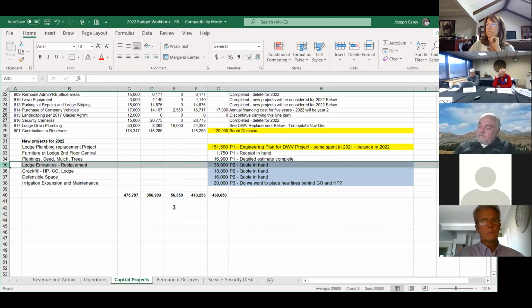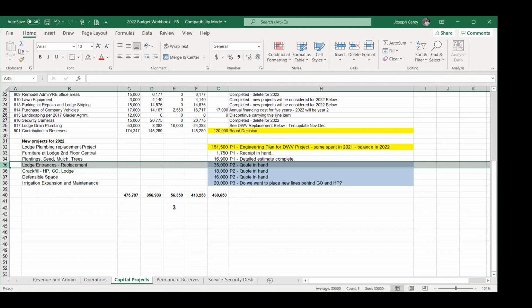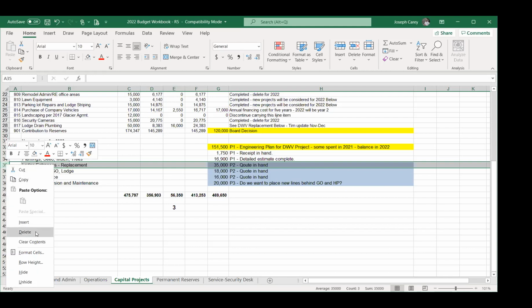Tim, next item? Given the unknowns for the next year, I would recommend we get rid of or defer replacement of the entrances. I agree. Rick? Yes, I agree. Anybody else? The next line.